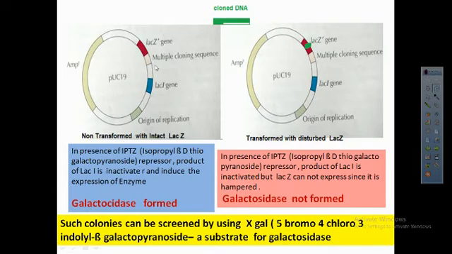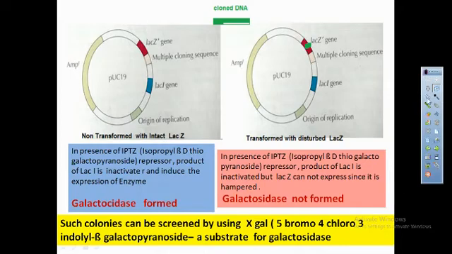When there is no integration at all, the lacZ is intact. So this is not transformed, with the intact lacZ. And this is the transformed, when the cloned DNA gets integrated into this one. The main concept is that the transformed will have the extra DNA in this region, and the non-transformed won't have any DNA molecule.